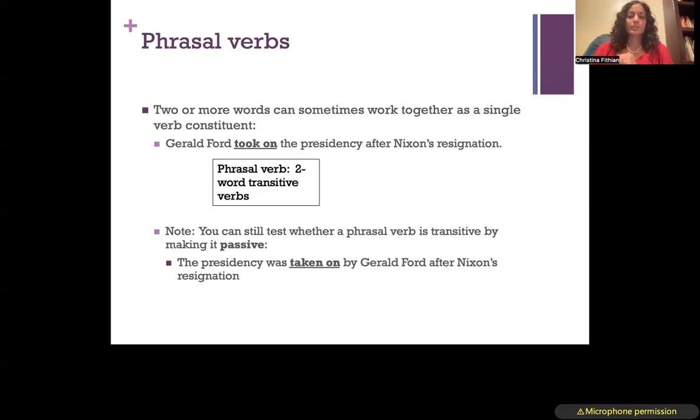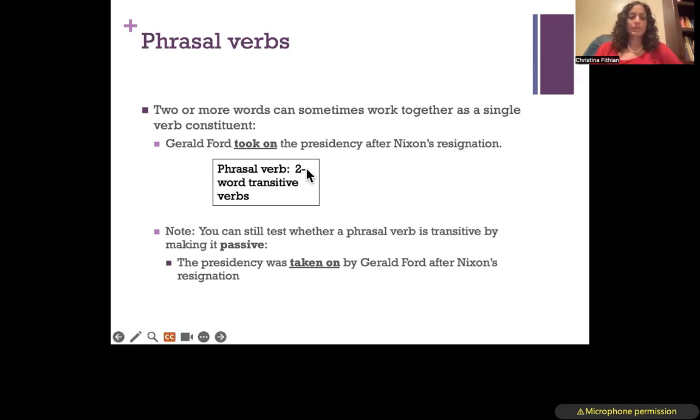Now, in this case, you might be tempted to look at on and think, oh, that looks like a preposition. However, we're not saying Gerald Ford took on the presidency. No, it seems like on kind of goes with take. It goes in the opposite direction. It doesn't seem to link or be attached to the noun phrase that comes after it, like most prepositions would be with the object of the preposition noun phrase after it. So in this case, take on is actually given its own meaning, and it has to be both of those words together to get that meaning.